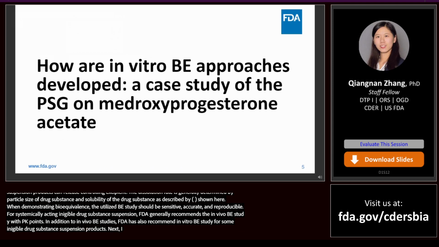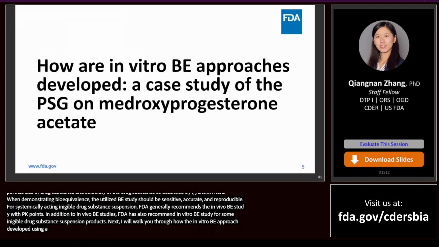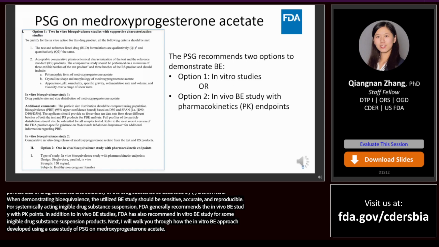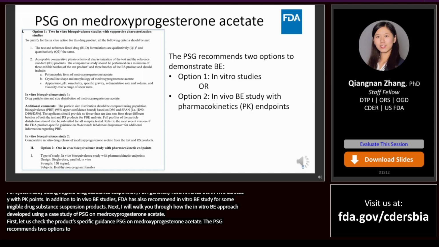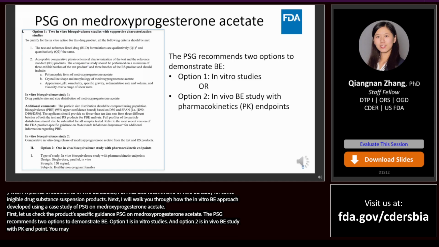Next, I will walk you through how the in vitro BE approach developed using a case study of PSG on medroxyprogesterone acetate. First, let us check the product-specific guidance, PSG, on medroxyprogesterone acetate. The PSG recommends two options to demonstrate BE. Option 1 is in vitro studies, and option 2 is in vivo BE study with PK endpoint. You may choose in vivo or in vitro approach to demonstrate bioequivalence between the test and the reference products.